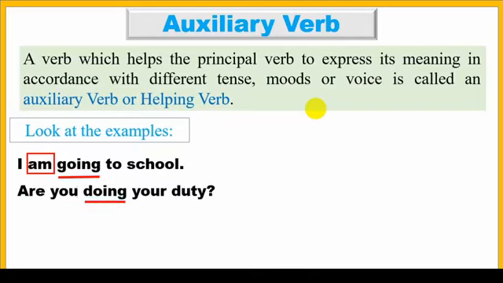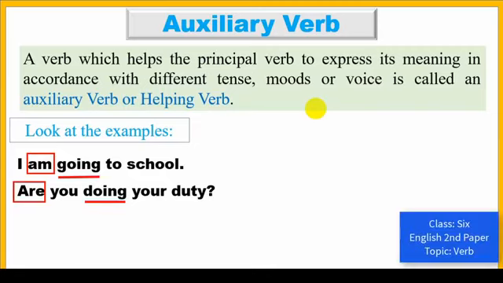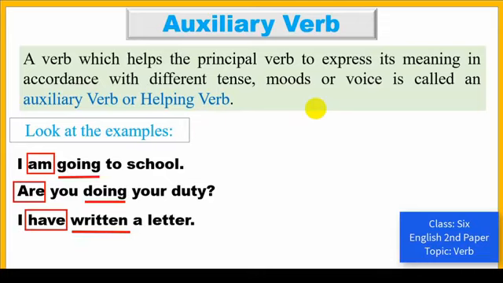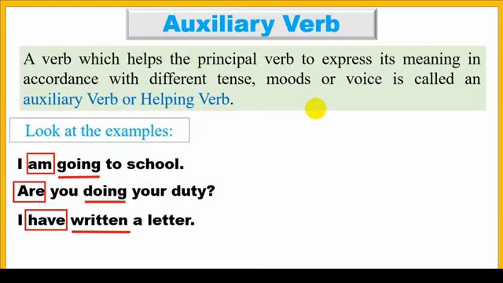Look at another sentence. Are you doing your duty? Here, are is an auxiliary verb and are is helping doing to make the sentence a question. Look at another sentence. I have written a letter. Here, have is an auxiliary verb and have helped written to make the sentence perfect.